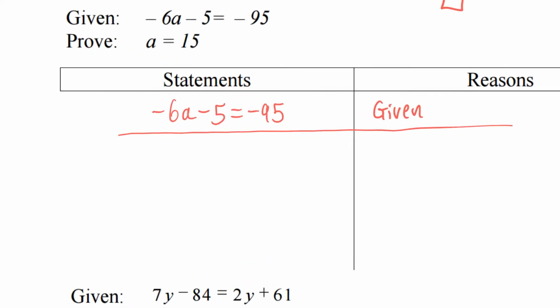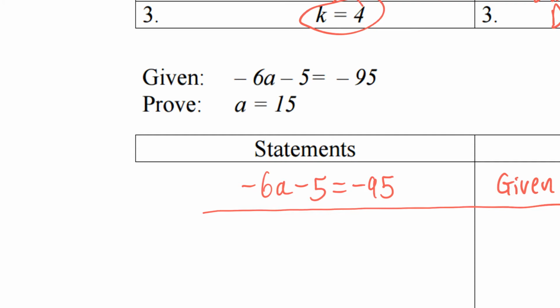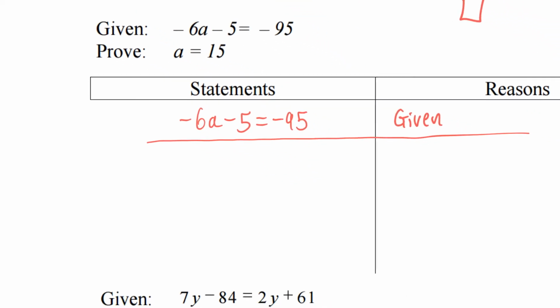All right, so now let's think about what are we trying to prove here? I'm trying to prove that a equals 15. So we could add 5. Okay, good. So we're trying to get a by itself, so I want to add 5 to both sides. So if I add 5 to the left-hand side, that negative 5 plus 5 is what's going to happen? It zeroes out, so that just leaves a negative 6a. Then on the right-hand side, negative 95 plus 5 is what? Negative 90.